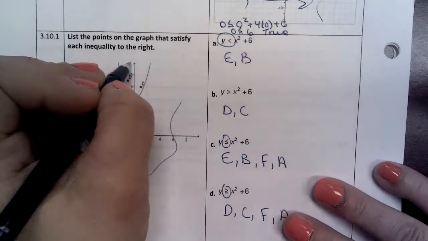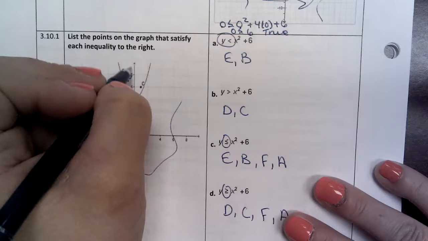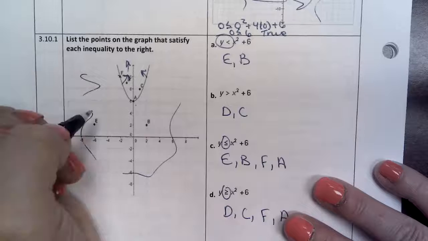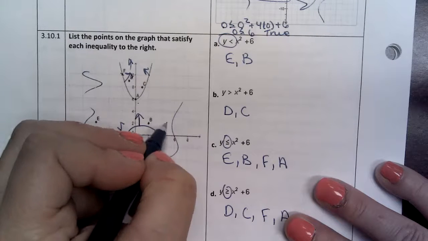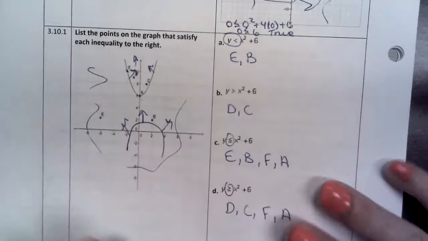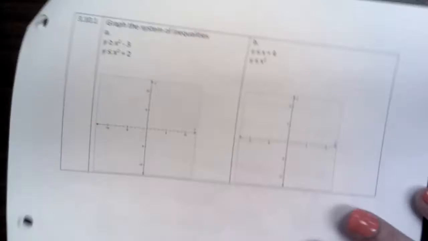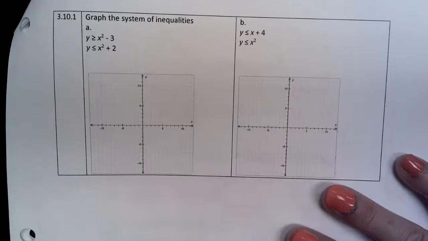Okay, so greater than, if it's a parabola going up, is going to be inside of it, right? So greater than, greater than, greater than. If it was a parabola going down, greater than would be there. So it kind of depends on the way the parabola is shaped. And then this one says actually to graph the system of inequalities.